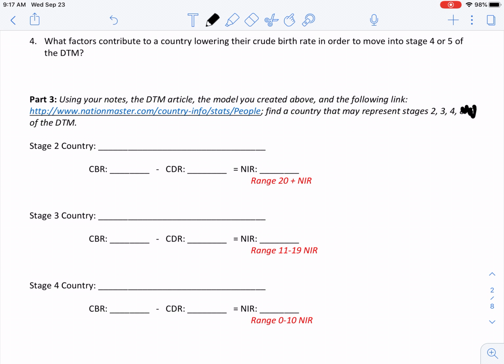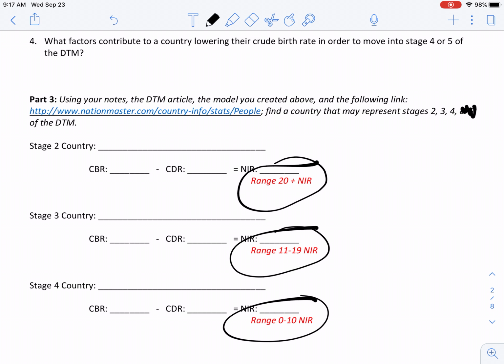Now, you may find that, say you want to look up Nigeria, and you think it's a stage 4 country, and you find out that its crude birth rate is 30 and its crude death rate is 10, which means it's a natural increase rate of about 20. So that means Nigeria is probably more likely to be in stage 3, just entering stage 3, or at the end of stage 2. The ranges that we've put in here to help guide you are just general guidelines. There's no fixed or set range that means a country is in stage 2 or a country is in stage 3. But in general, they should be fairly close to those ranges.